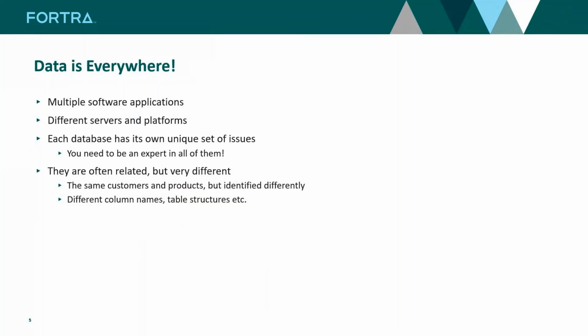And often the data in these different applications is very much related. For example, the same customers and products likely exist in several different applications, but quite likely will have different identifiers and attributes. At the very least, they'll use different column names and table structures.